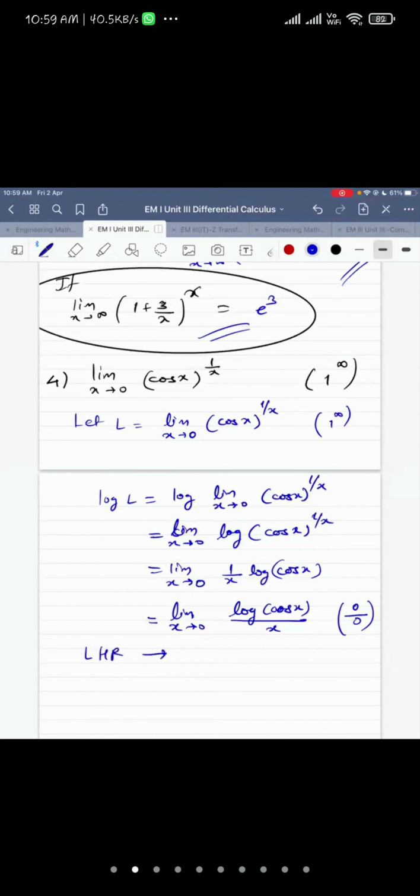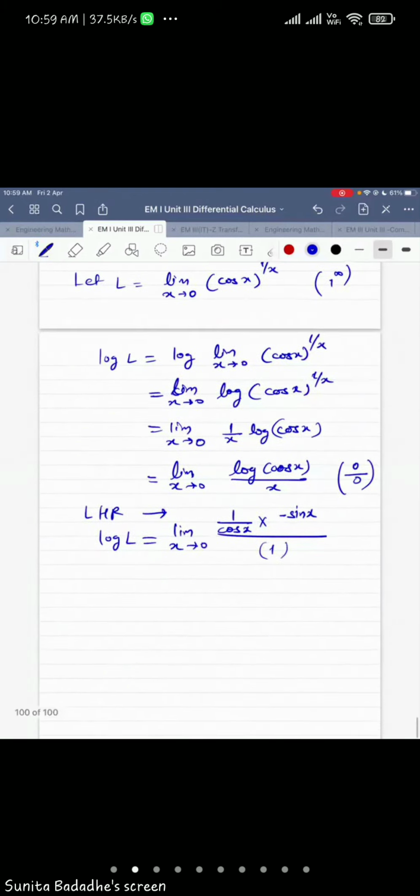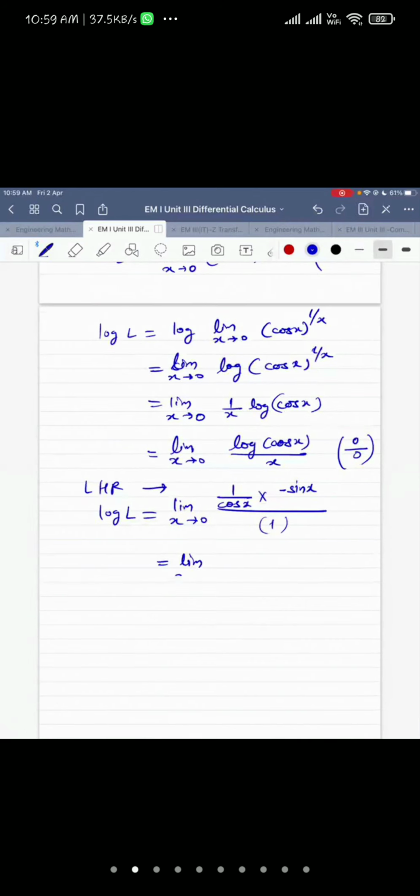So you apply LHR. So log L will be limit as x tends to 0 of the derivative of log of cos x, which is 1 upon cos x into derivative of cos x, upon derivative of x, which is 1, right? So what does it give? It gives limit as x tends to 0 of minus tan x. But tan 0 is 0. So log L is 0. So L is e raised to 0, that is 1. Okay, so the answer is 1.